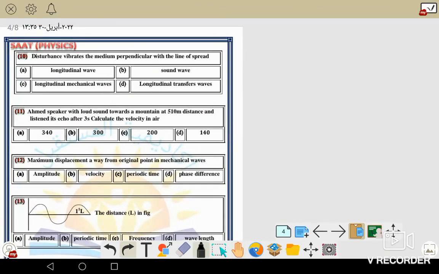Disturbance vibrates the medium perpendicular to the line of spread. Transverse wave.